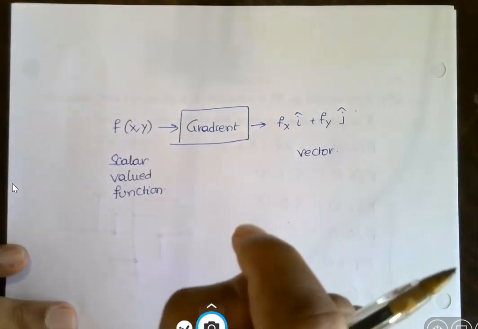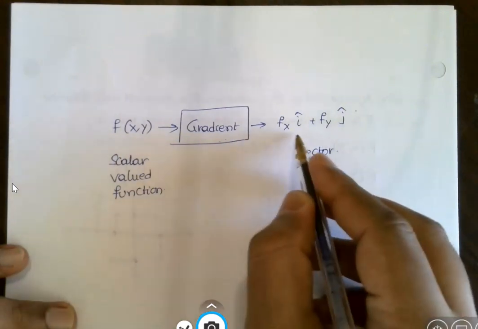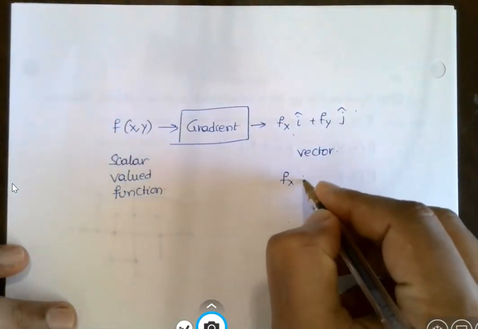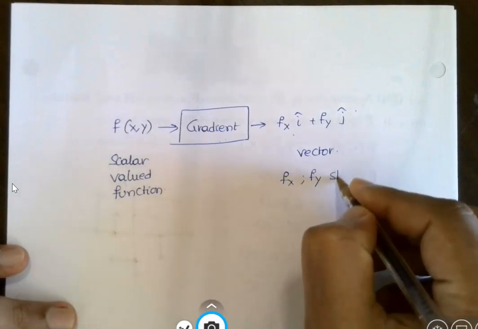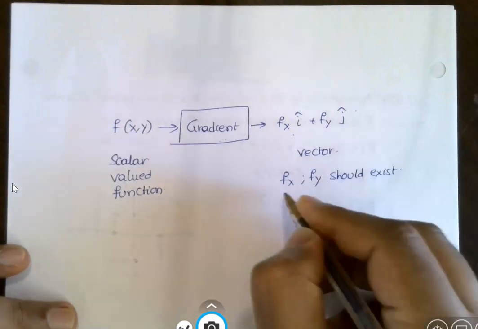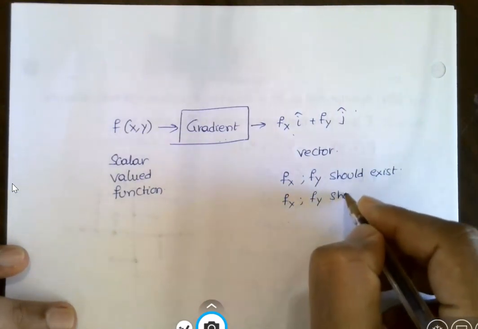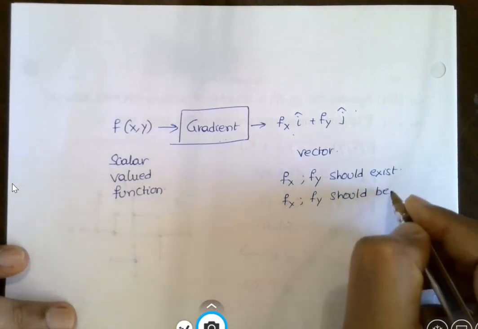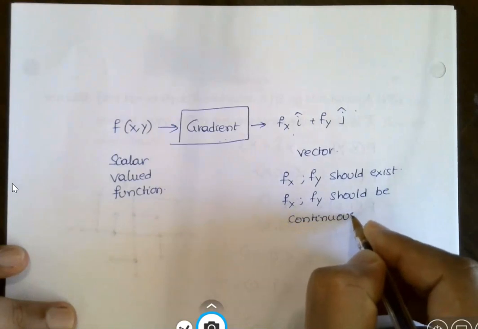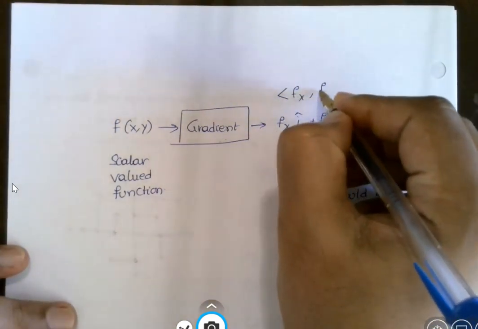Now what else? To be able to define the gradient, the partial derivatives fx and fy should exist, and they should be continuous. That's one thing. You can also write this in vector form, as fx and fy.